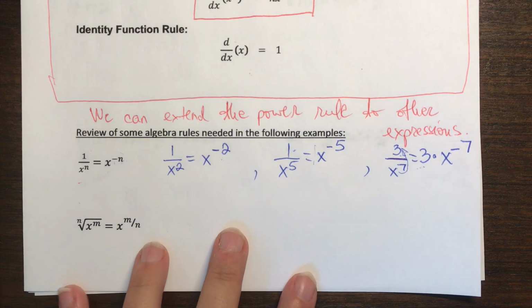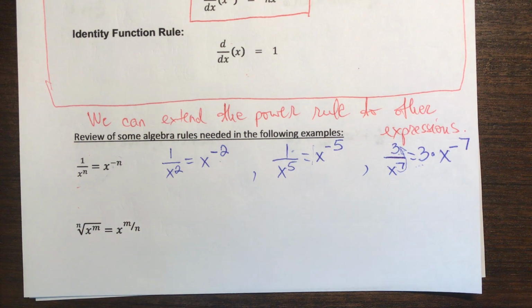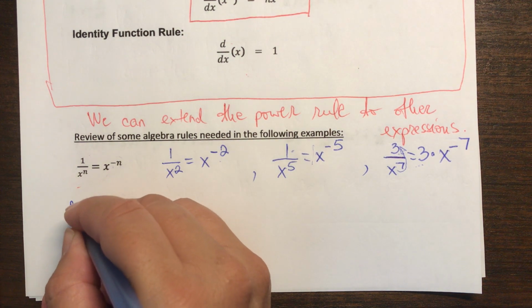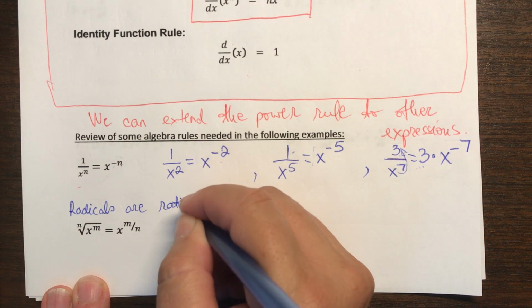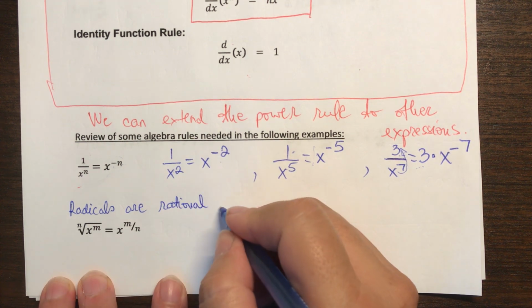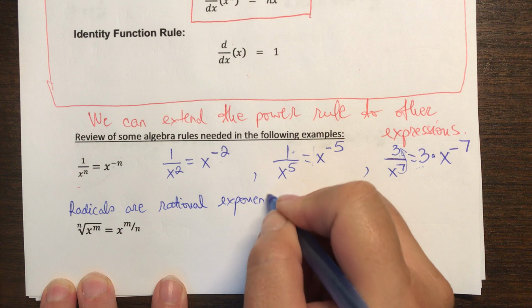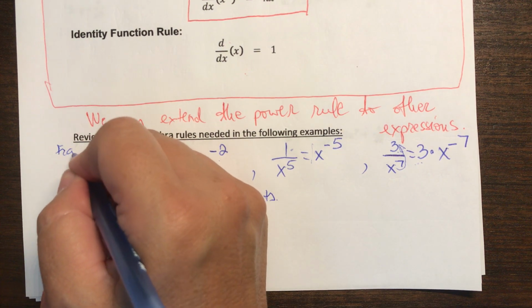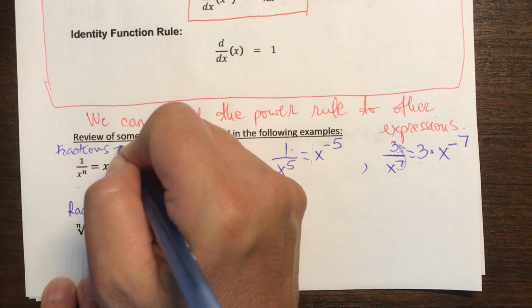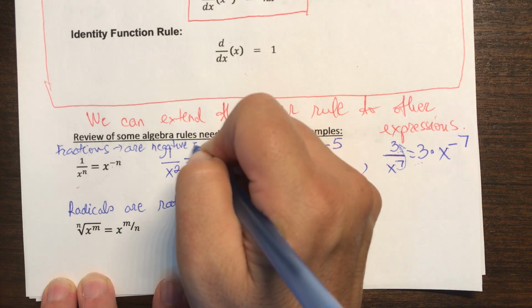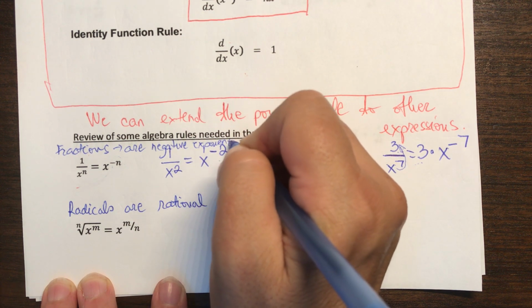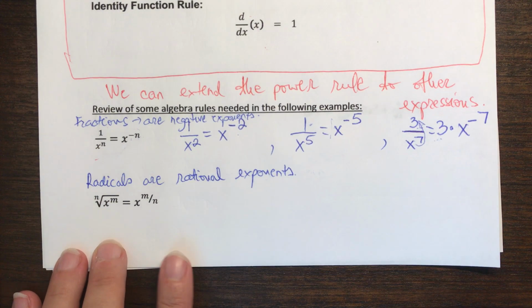Okay. The other really important one is radicals. Now, if you remember from algebra classes, radicals are nothing other than what we call rational exponents. So radicals are rational exponents. Rational means fractional, right? So I'm going to say this: fractions are negative exponents. Squished it in there. Okay, so let's just review.